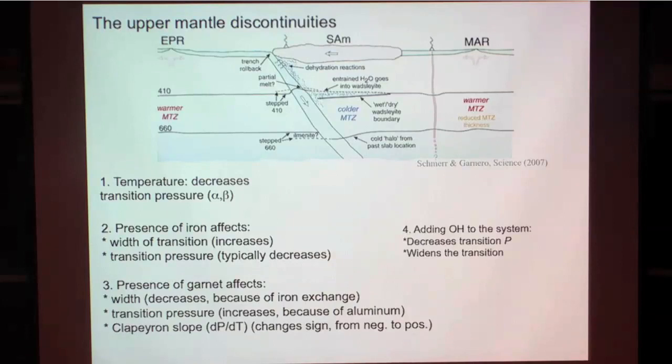And garnet, it affects the width of the transition. It actually sharpens it near the 520. And when we look at the hydration component, in many studies it's been shown to decrease the transition pressure.